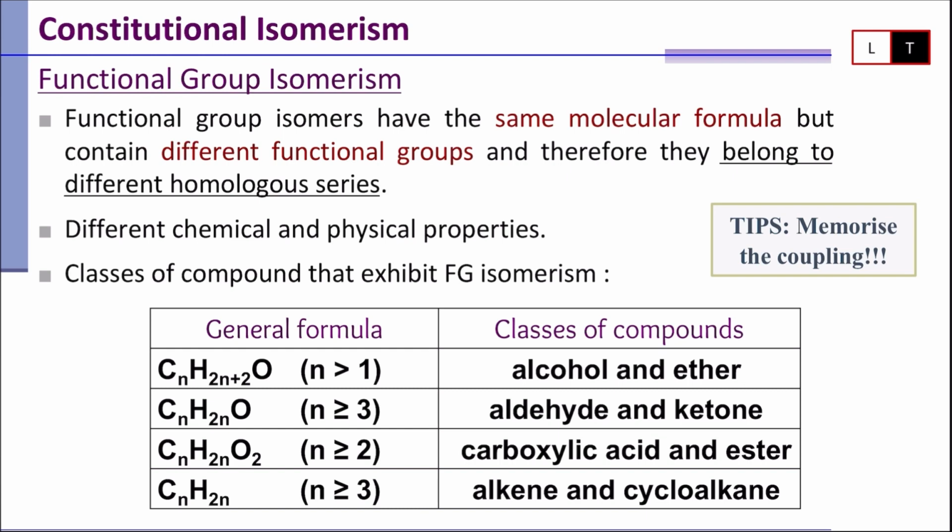So kita ada 4 jenis classes of compound yang boleh buat functional group isomerism. Couple yang pertama adalah antara alcohol with ether. Next couple, aldehyde and ketone. Next one, carboxylic acid and ester dan alkene with cycloalkane. So ingat, ada 4 couple yang awak perlu hafal.